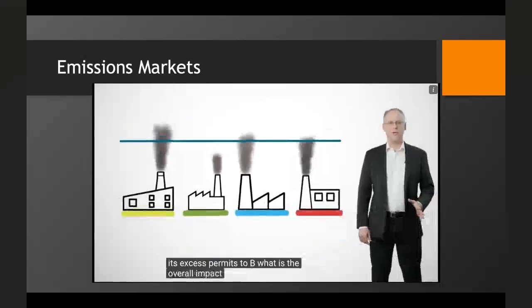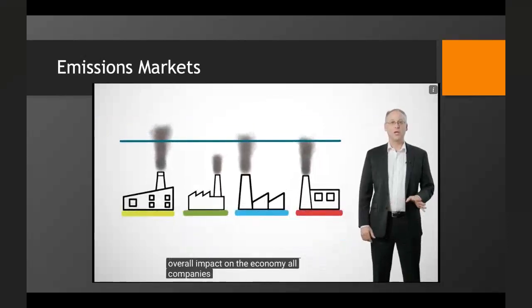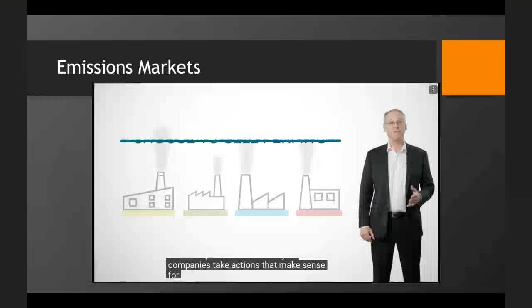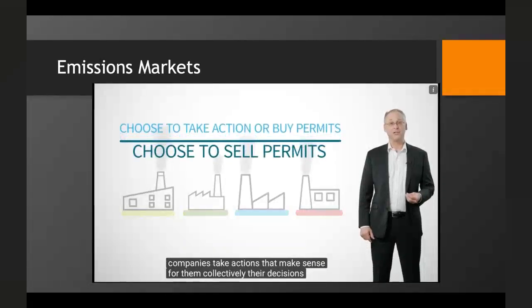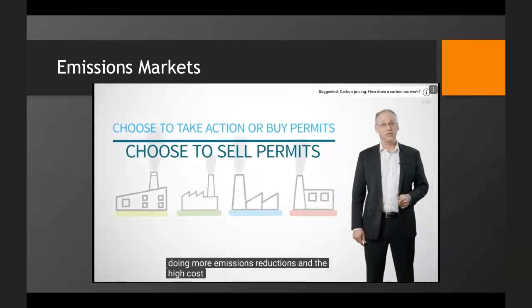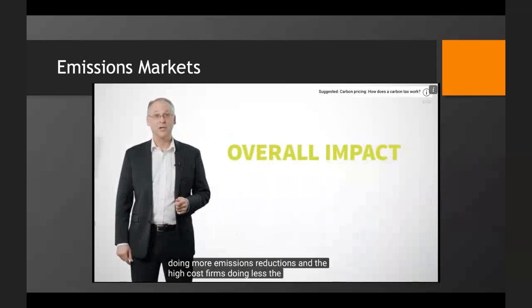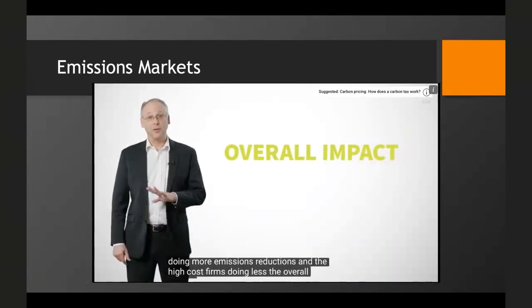What is the overall impact on the economy? All companies take actions that make sense for them. Collectively, their decisions satisfy the cap. Low-cost firms do more emissions reductions, the high-cost firms do fewer, and the overall emissions get reduced.